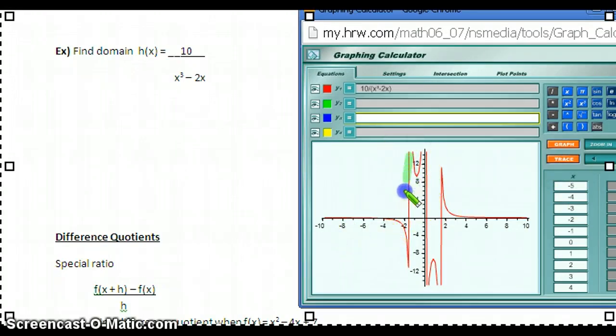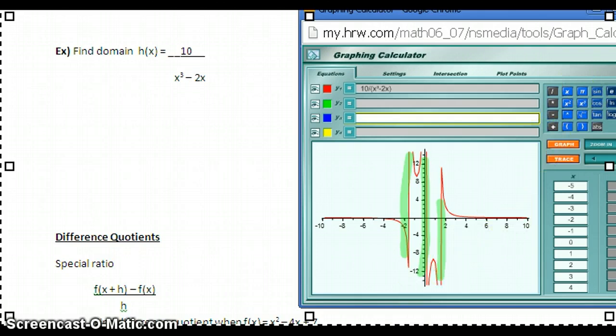These vertical lines that you have here are the vertical asymptotes. That is the place where the graph does not exist. So this graph is set up to connect it, and that's why it's drawing those vertical lines there. So that's going to be a good indication of what x values do not work.